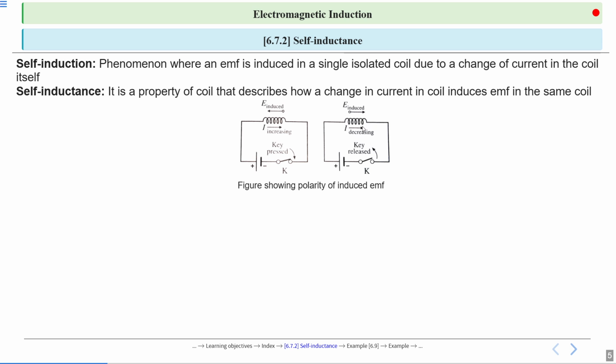So current is decreasing, due to which the coil has the property to oppose the cause, that is producing EMF. So EMF will be produced, and the direction or polarity of EMF, or direction of induced current, will be such that it will oppose the cause. What is the cause? Decreasing current.